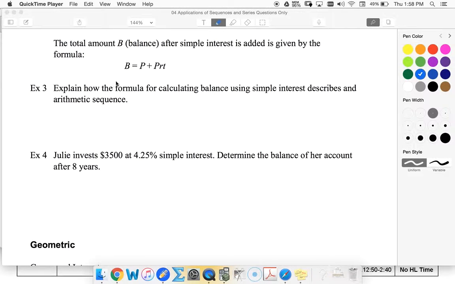In the last video, I talked about how our final amount of money could be thought of as our principal plus the interest. So we also call that the balance sometimes. And this ends up corresponding to an arithmetic sequence. So let's look at why.